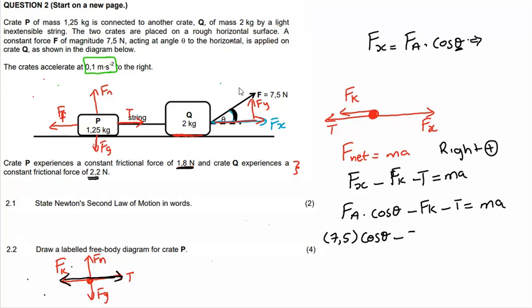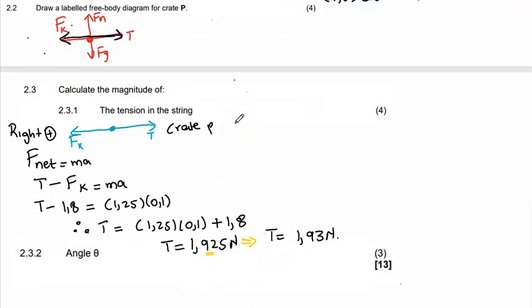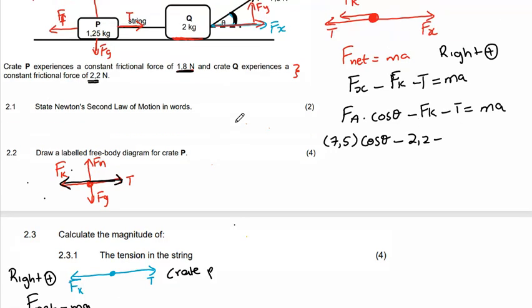So I'm just going to substitute this as 2.2 minus the tension that we calculated. So if your tension is wrong, this will affect the next answer. So this is 1.93 Newton. So I'm going to minus 1.93, equate this to the mass of 2, and the acceleration was given as 0.1. Look at this. We only have one unknown, which is theta. We need to find that value of theta.